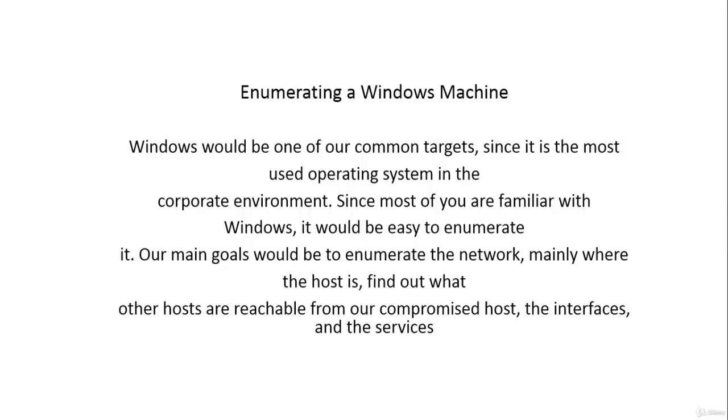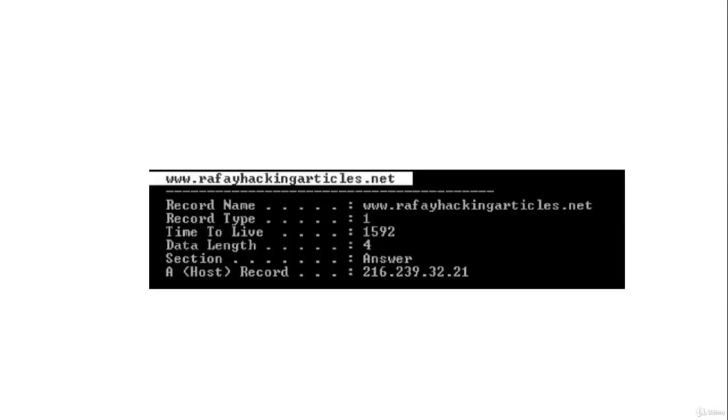ipconfig. This command will list all the interfaces, the IP addresses, gateways, and the MAC addresses. ipconfig /all. This command will list additional information about the interfaces, such as DNS servers. ipconfig /displaydns. This command will display the DNS cache. This figure shows a record of the host Rafi hacking articles.net.